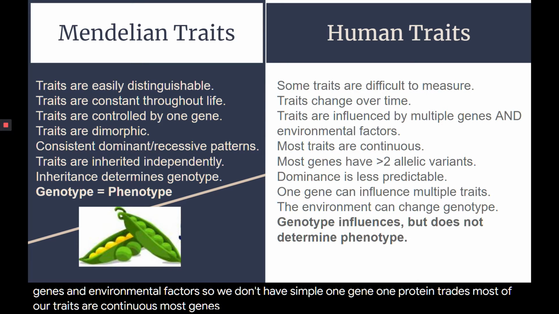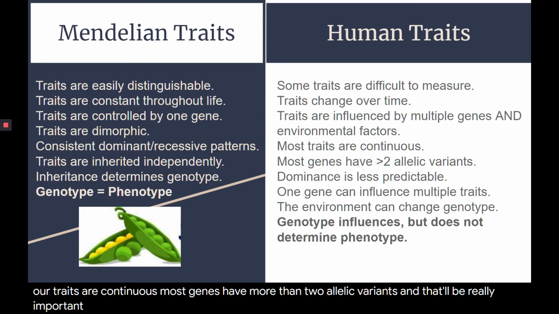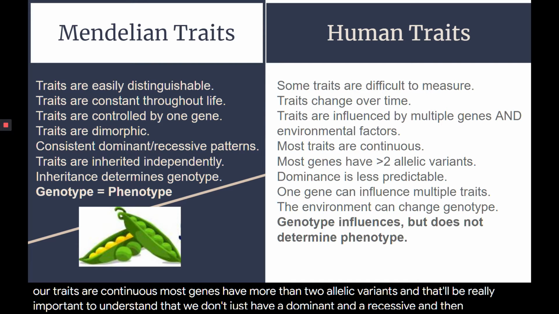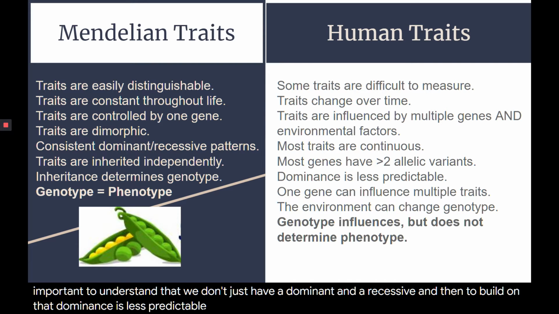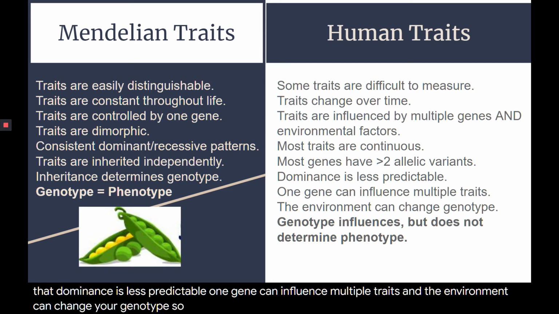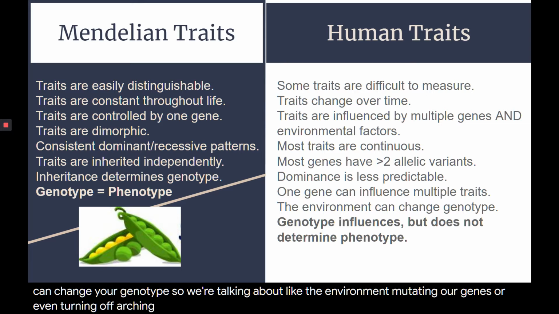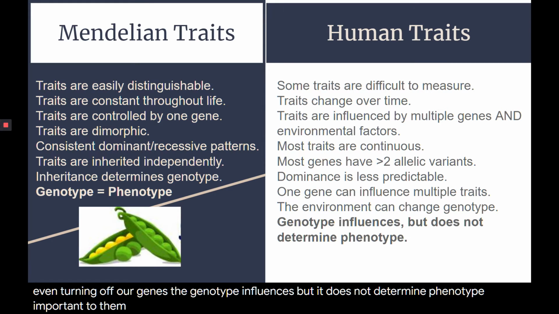Most genes have more than 2 allelic variants, and that'll be really important to understand, that we don't just have a dominant and a recessive. And then to build on that, dominance is less predictable. One gene can influence multiple traits, and the environment can change your genotype. So we're talking about the environment mutating our genes, or even turning off our genes. Gene expression. So in humans, the genotype influences, but it does not determine phenotype. Important to know. Okay, moving on.